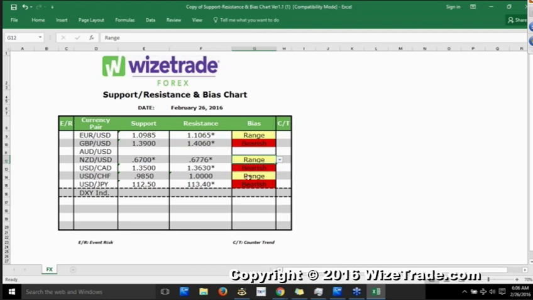All right, I'm going to keep us in a range for now. We're threatening to turn bullish, though.